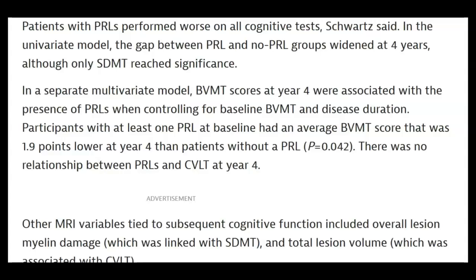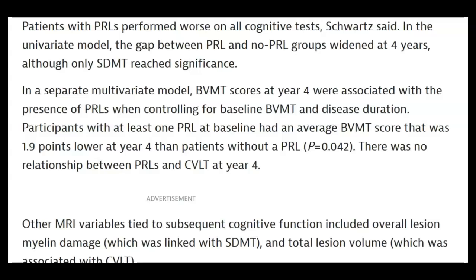They say that patients with PRLs performed worse on all cognitive tests, Schwartz said. In the univariate model, the gap between PRL and no PRL groups widened at 4 years, although only SDMT reached significance. In a separate multivariate model, BVMT scores at year 4 were associated with the presence of PRLs when controlling for baseline BVMT and disease duration.